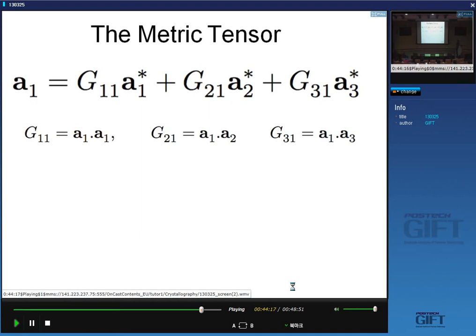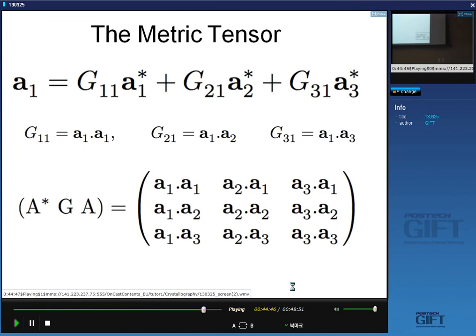I take a dot product now with A2 on both sides. So A1 dot A2 will give me G21, because these terms will be 0. Yeah? And then I take A1 dot A3 and that gives me G31. Okay, so we've got the components of the metric tensor in terms of your vectors in real space. And I can do that for the other two sets, and I obtain my metric tensor in terms of the basis vectors in real space.